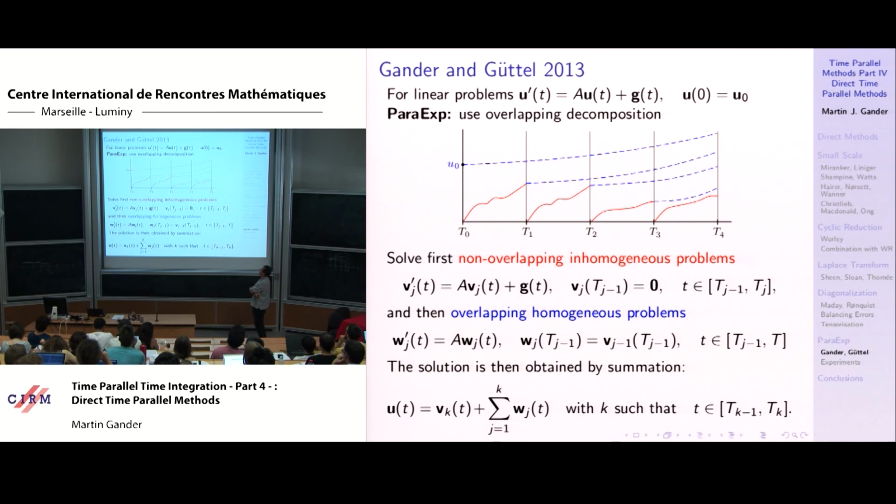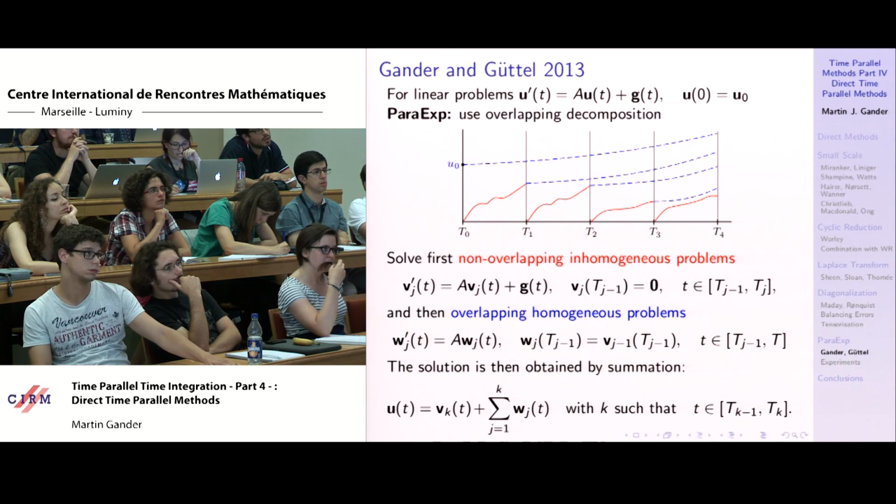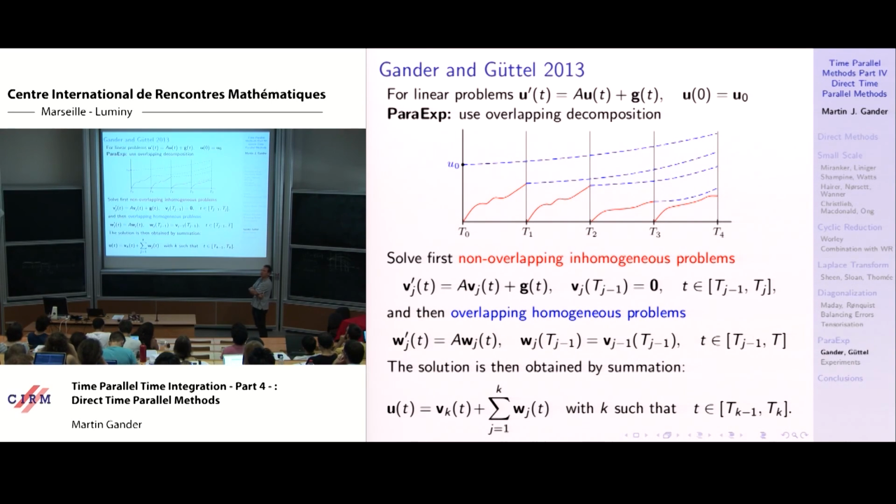This is a method that only works for linear problems. It works as well for heat equations as for wave equations. So here is an example, u prime equals au plus g. And it's a direct method. It has 2 steps to calculate. The first step is that you solve on a non-overlapping decomposition in time inhomogeneous problems. So you use the source g, but you start with a 0 initial guess. This you can all do in parallel.